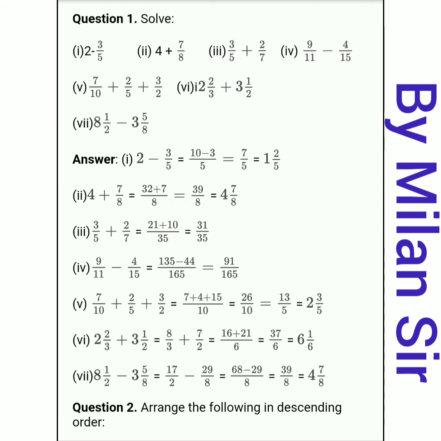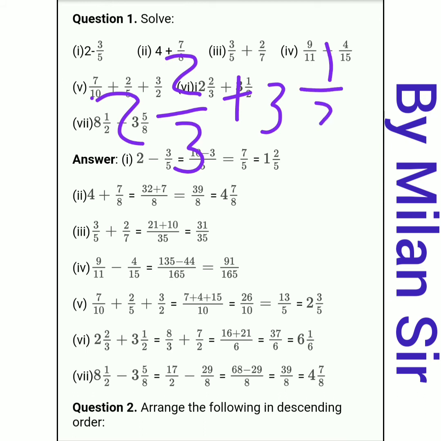Then question number 6. Here we have 2 integer 2 by 3 plus 3 integer 1 by 2. Here first of all we need to convert our mixed fraction into improper fraction. That I already explained in theory part, right? How we can convert our mixed fraction into improper fraction. So first of all we need to multiply this denominator with this integer part. That means 3 times 2 is 6.